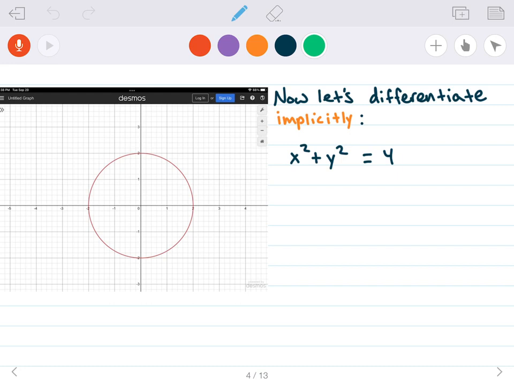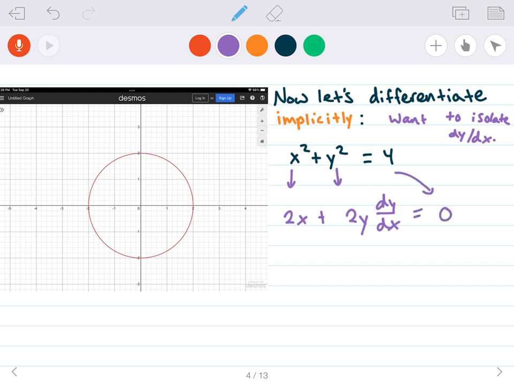So the way we do this is we take the derivative of both sides, but anytime we're differentiating a y, we need to tack on dy dx, and that's what we want to solve for. We want to isolate dy dx. Again, I'll explain the why behind this in just a second, but let's differentiate this. If I use the power rule here, I just get 2x. If I use the power rule here, I get 2y, but since I differentiated something with a y, I need to tack on a dy dx. And of course, if I differentiate a constant, it's going to be 0.